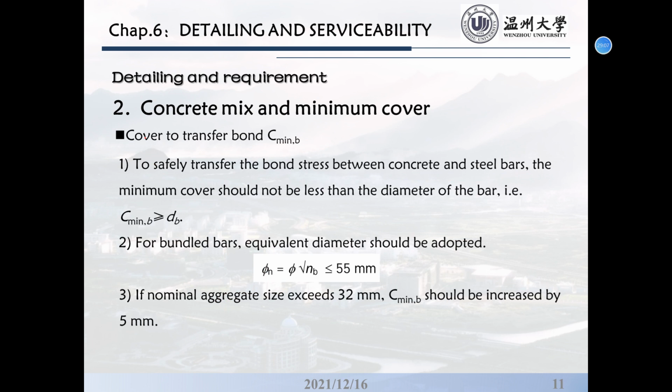Okay, so for cover to transfer the bond, according to the code, they have items that we need to obey. To safely transfer the bond stress between the steel and the concrete, the minimum cover should not be less than the diameter of the bar. So the cover should be larger than the diameter of the steel bars.